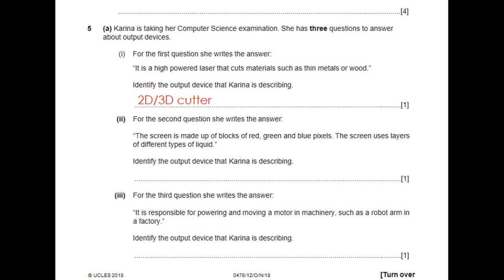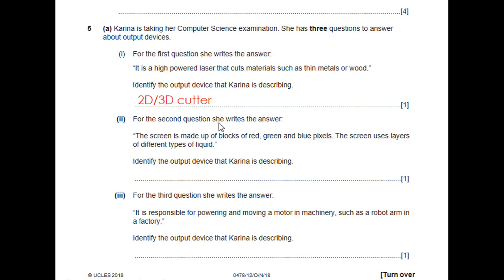A 2D cutter would be a pattern made on a computer, and a laser would cut it out of 2D materials. And again, a 3D cutter would do that, but out of, say, a block of wood or a block of stone or a block of solid material. The laser would then cut away everything that wasn't needed to produce something in 3D.